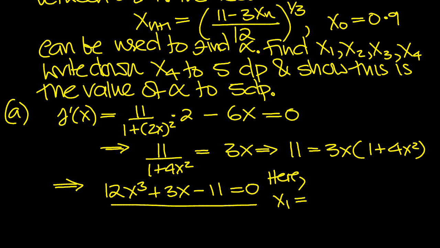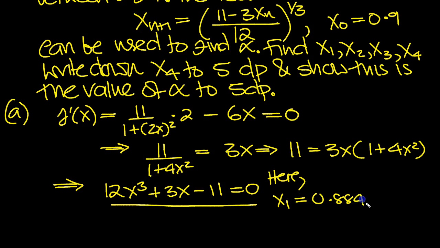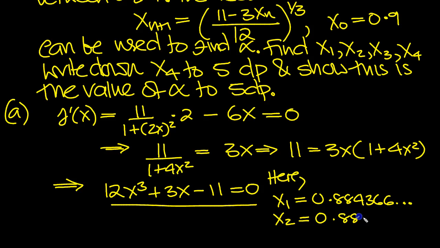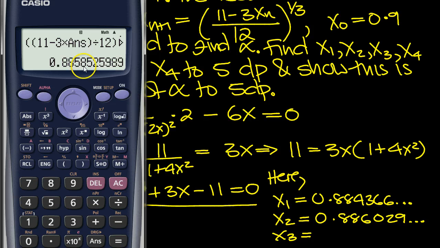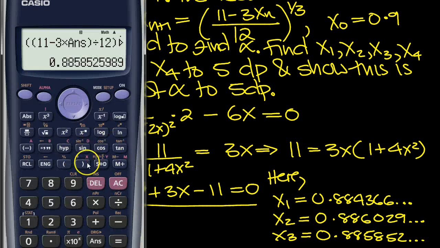x1 is equal to 0.884366. x2 is equal to, so just press equals again now because it will recalculate the answer in here, 0.886029. x3 next, so press equals again, 0.885852. And then press it once more to get x4.